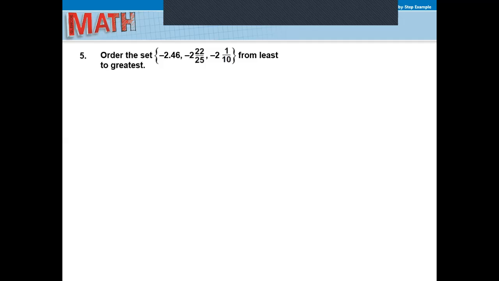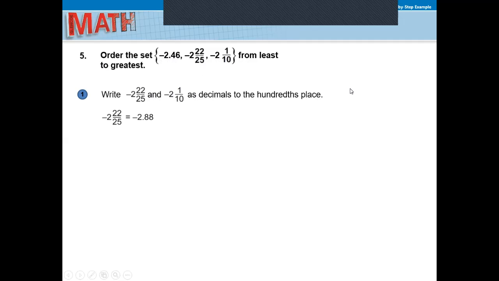Number 5, order the set. Negative 2 and 46 hundredths, negative 2 and 22/25, and negative 2 and 1/10, from least to greatest. Write them as decimals to the hundredths place. We're going to change them all to decimals in order to compare them. We've got 1 decimal and 2 fractions. We choose to turn them all into decimals before trying to compare them. Negative 2 and 22/25 equals negative 2 and 88 hundredths. Compared to negative 2 and 1/10, negative 2 decimal 1.